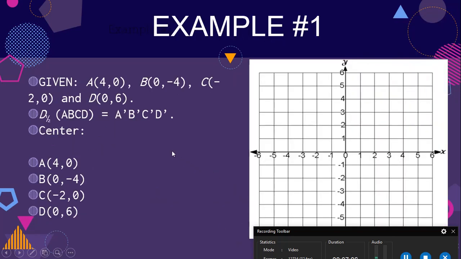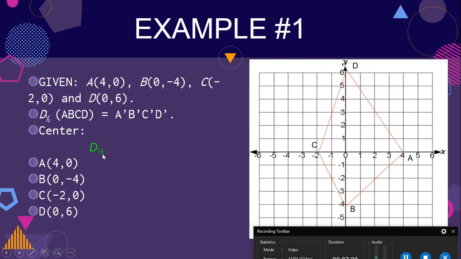Our first graphable example, we have quadrilateral ABCD. We're going to dilate it by a scale factor of 1/2 to produce its image. I'm going to start by graphing my original quadrilateral. You'll want to use a ruler to connect your points and then make sure all of your vertices are labeled for the perfect image.